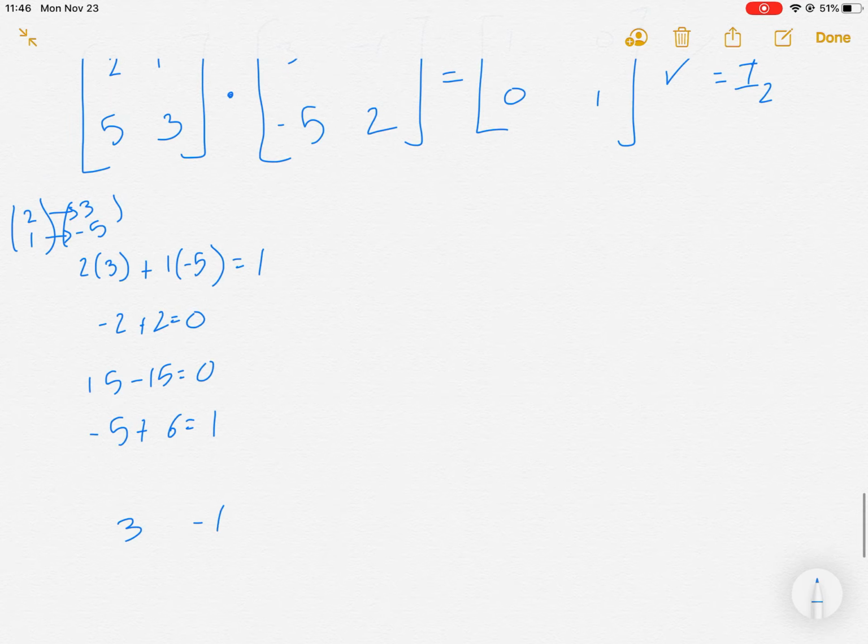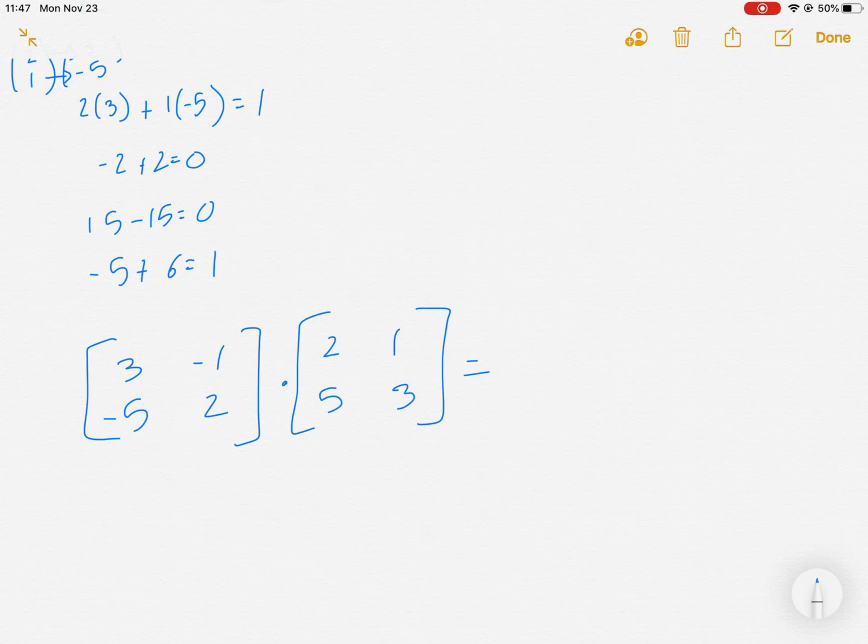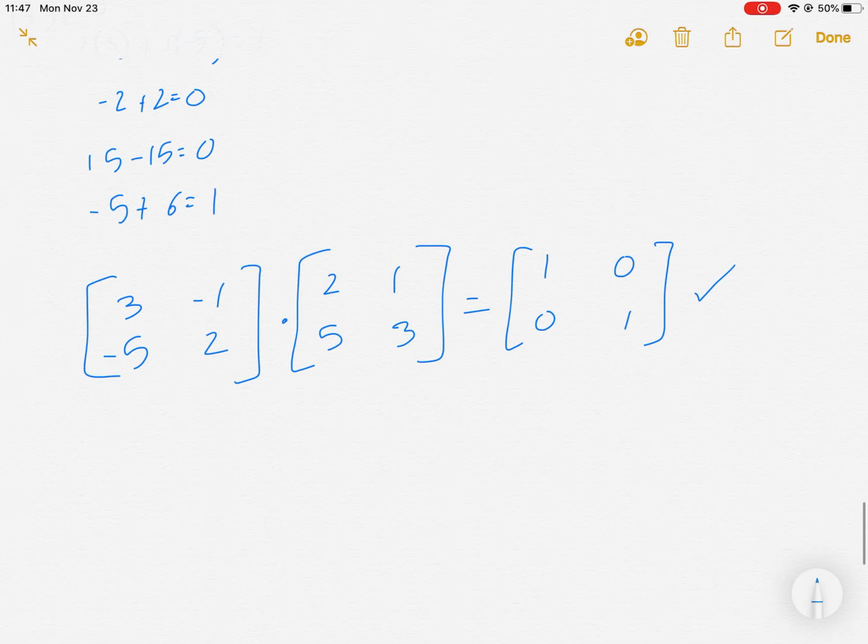Going back the other way, you could go ahead and check this. 6 minus 5 is 1. Negative 5, 3 minus 3 is 0, etc., etc. And so it's also going to work out this way. So we do conclude in this case that B is A inverse, and we actually showed that it works. So those two are inverses of each other.